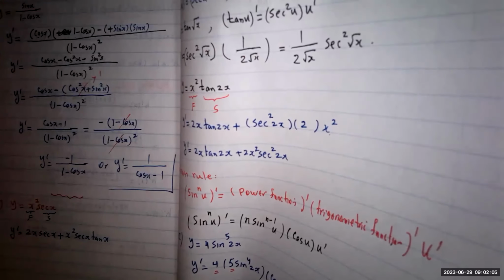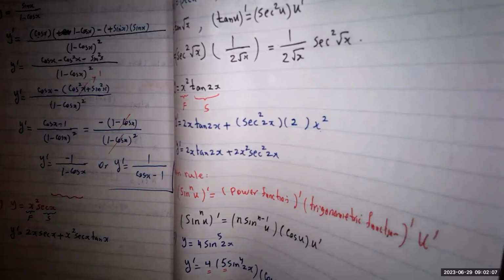You get the derivative of the trig function and the u prime, and that gives you the final answer.